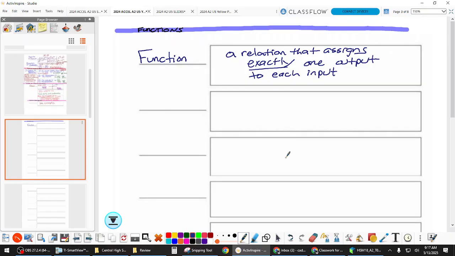Okay, so review that definition. We've written it before. A relation.